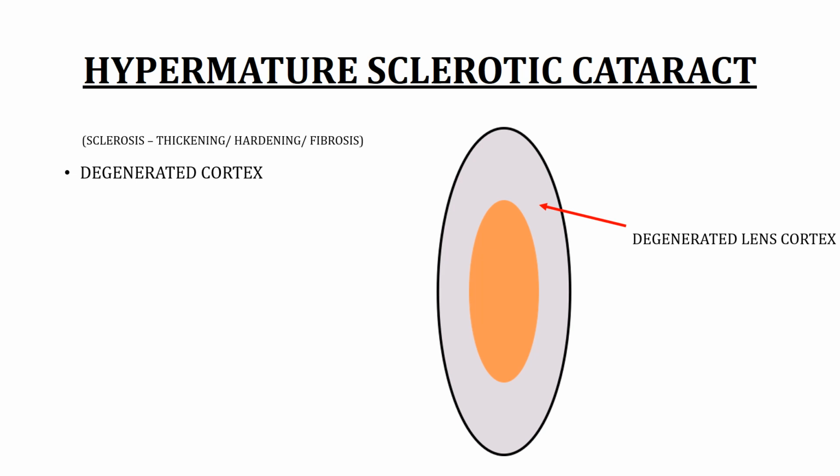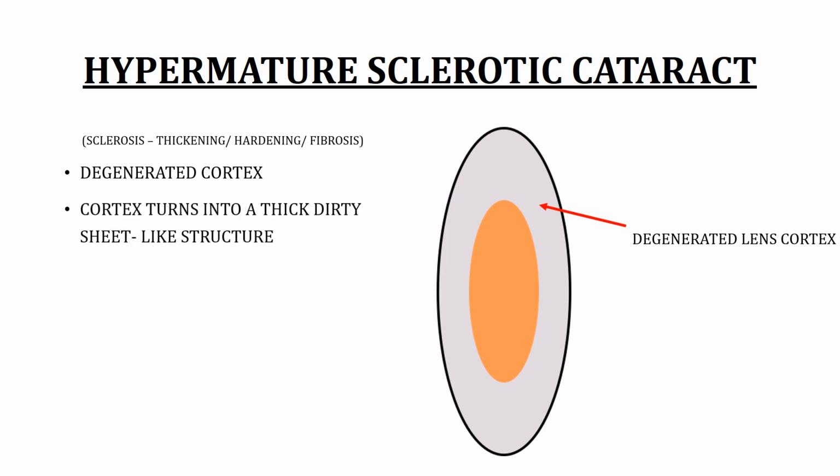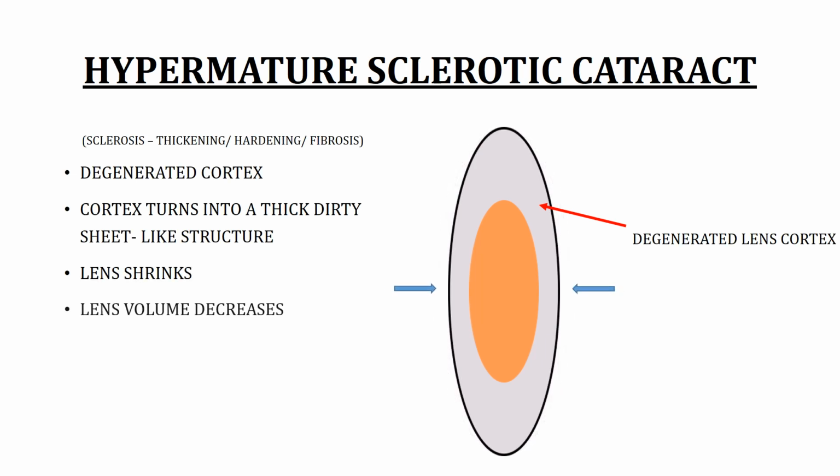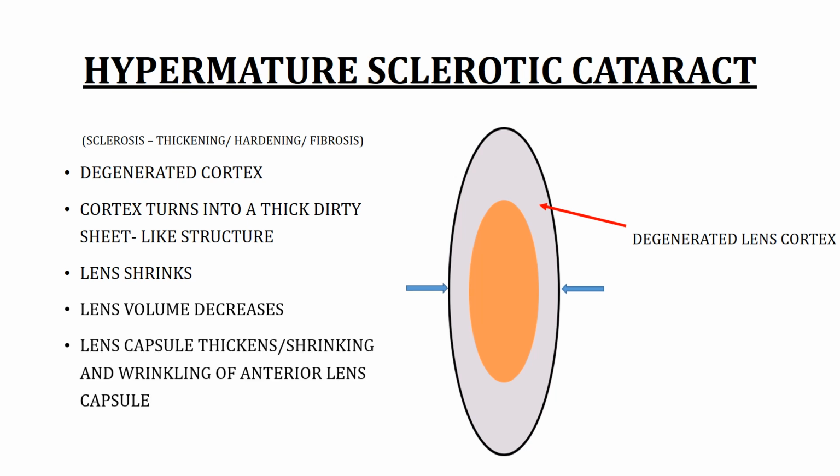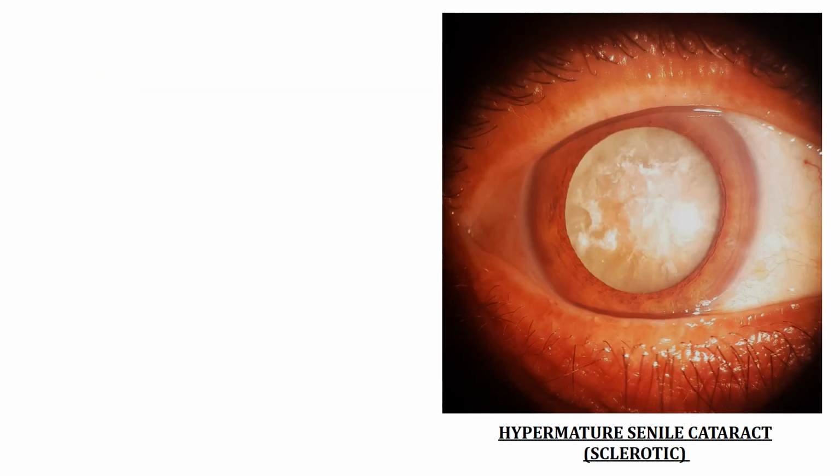There is hardening of the lens nucleus, while the cortex turns into a thick, dirty sheet-like structure and the whole lens shrinks in size. The lens volume decreases, and in addition to that, the lens capsule also thickens. You can see shrinking and wrinkling of the anterior lens capsule on slit lamp examination. So this is a sclerotic type of hypermature cataract.